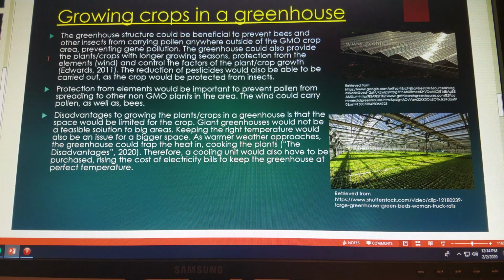So you'd have to put an AC unit in there, and I feel like the cost of electricity to do that would probably be pretty high. So I don't know how feasible containing these GMO food crops would be.